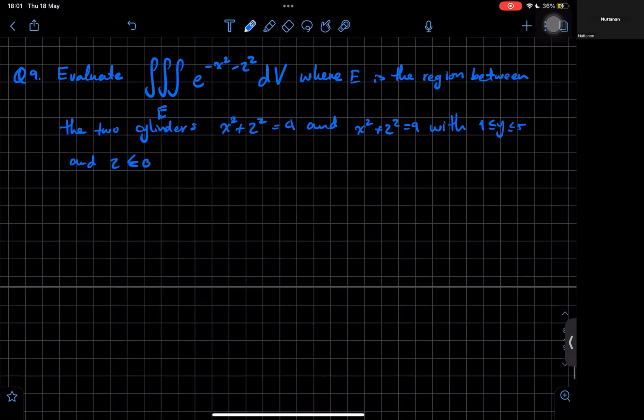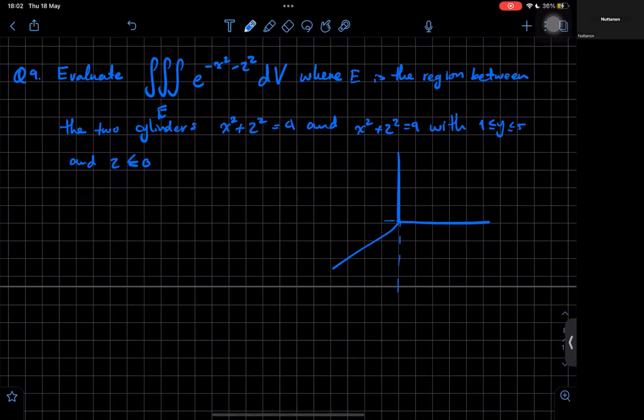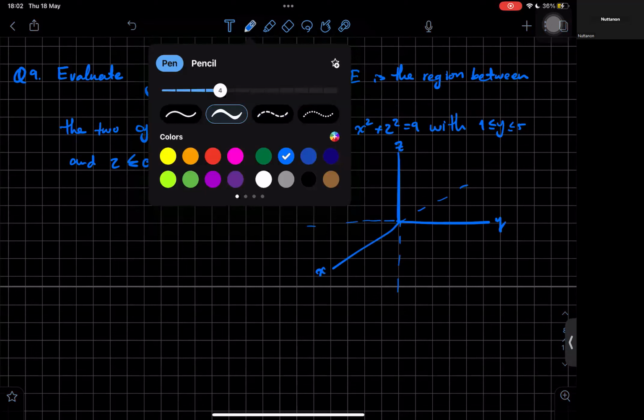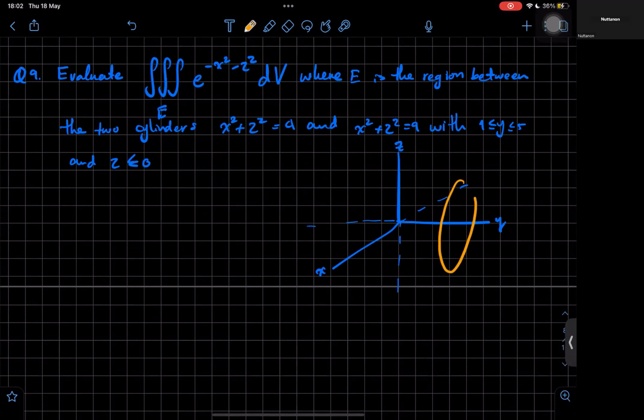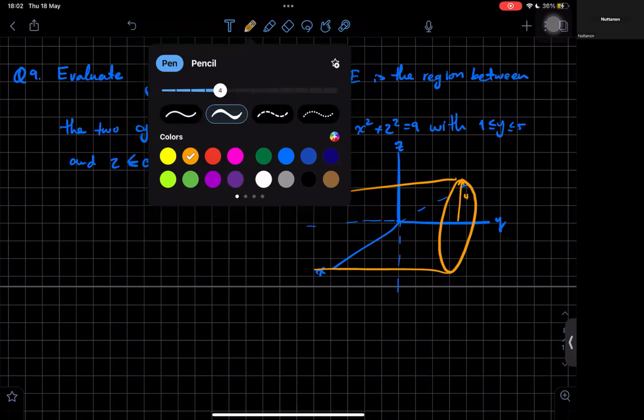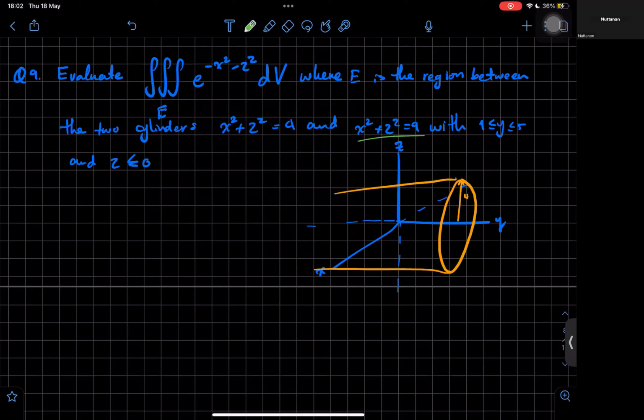Okay, so this one, it's already a cylinder. To draw the graph, it's x squared plus z squared, so with x, y, z like this, it's going to be in this direction. And the radius is 4. Another one is also a cylinder, right?